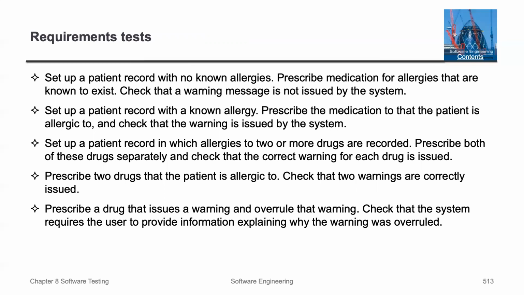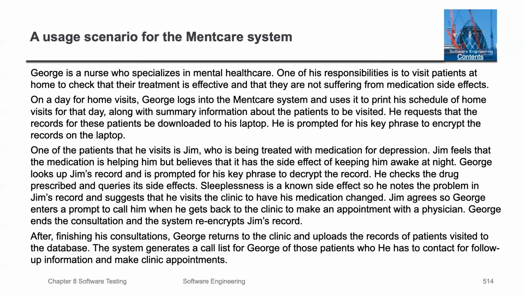For requirements testing, you set up a patient record with no known allergies. You prescribe the medication for allergies that are known to exist. You check the warning message is not issued by the system. So for setting up a patient record with known allergies, then you'd have to check that. Set up a patient record with allergies where two or more drugs are recorded, and prescribe two drugs that a patient is allergic to, and prescribe the drug, get the warning, and overrule the warning. So here are the various scenarios that you can be doing in terms of requirements testing to make sure that the system operates properly for each of these.